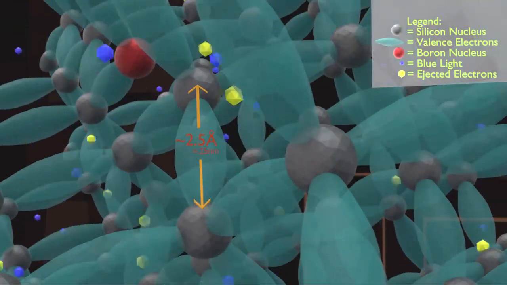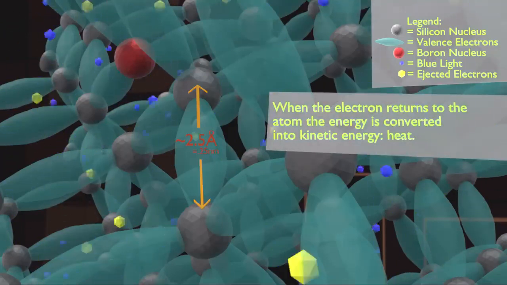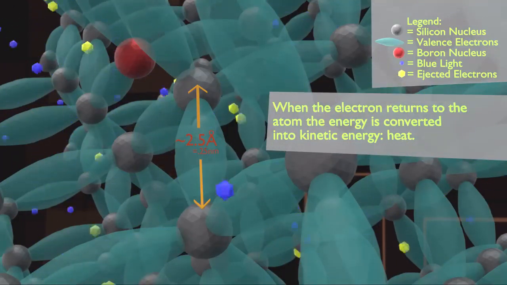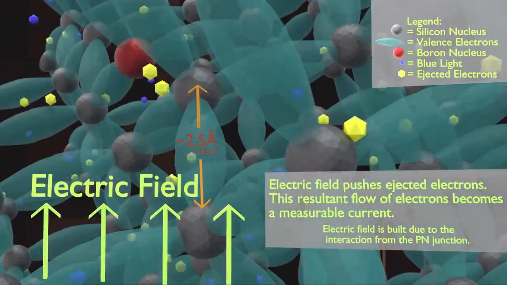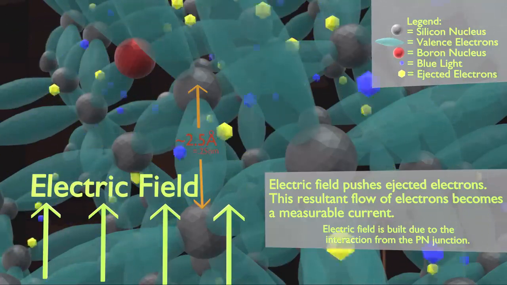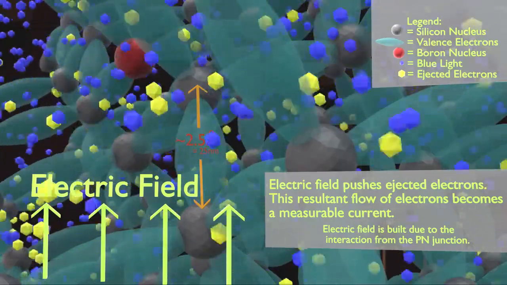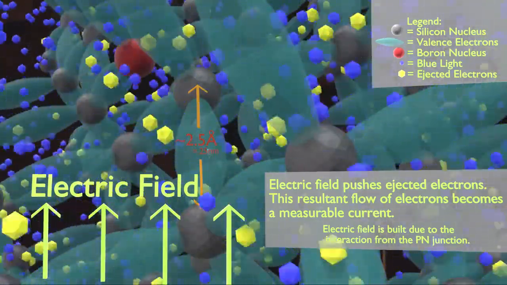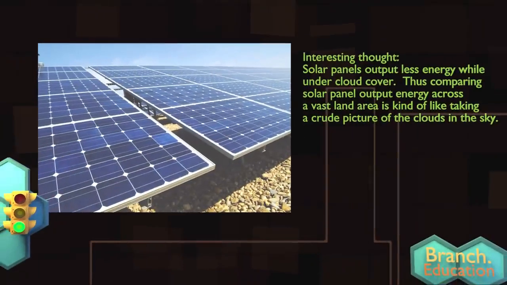Usually, the electron would just recombine with the atom, and the extra energy would be converted back into light. However here, due to an electromagnetic field, the ejected electron is pushed away so that it can't recombine with the atom. When a lot of photons eject electrons, a current of electrons builds up, and this current can be measured. Massive grids of solar cell panels don't measure the buildup of electric current, but rather use the current to do work.